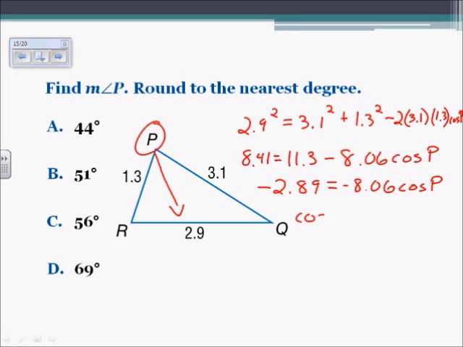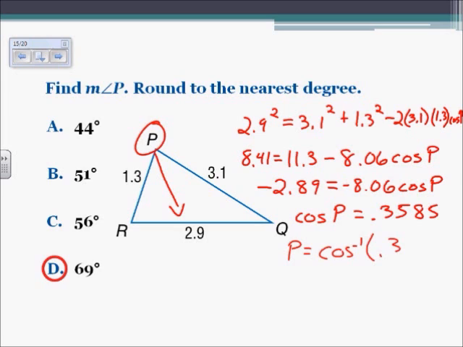We will have the cosine of P equal to 0.3585, and then taking the cosine inverse of that value will give us approximately our value for P of 69 degrees. So again, P is equal to the cosine inverse of 0.3585, and then the approximate value of P, of course, is around 69 degrees.